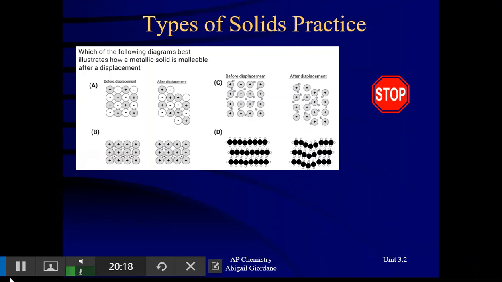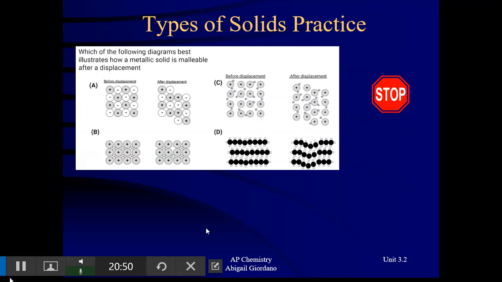All right, let's look at 2 more questions for practice. It's a multiple choice question. This one says, which of the following diagrams best illustrates how a metallic solid is malleable after a displacement? If you guys will recall, malleable just means a material that you can bend, so it's not brittle, it doesn't shatter, it doesn't shear off, it's just bendable. All right, so pause the video, see what you think.